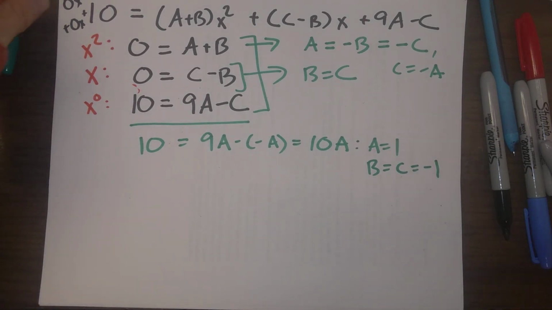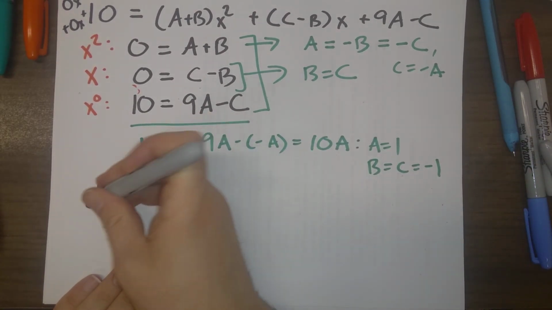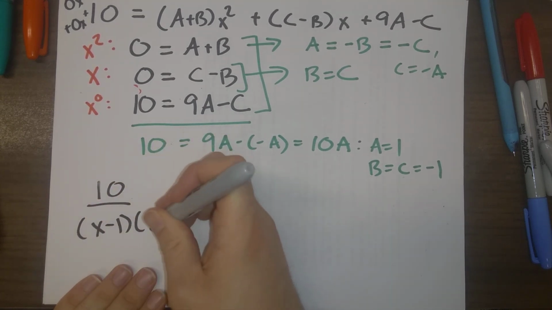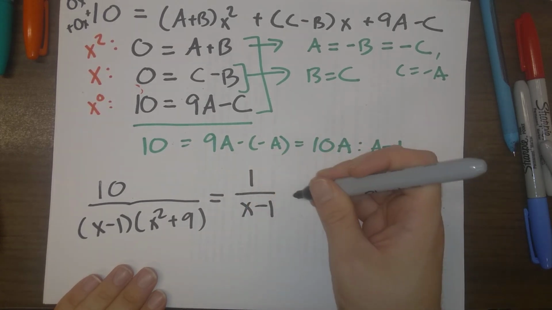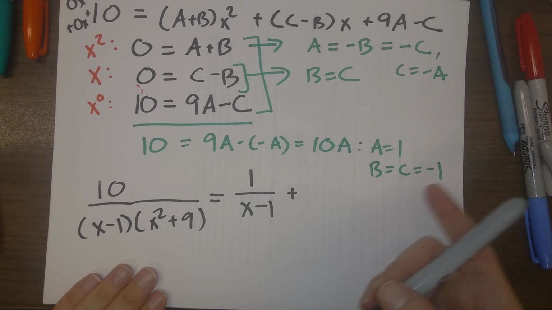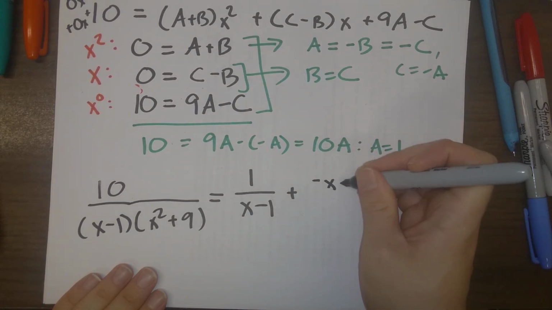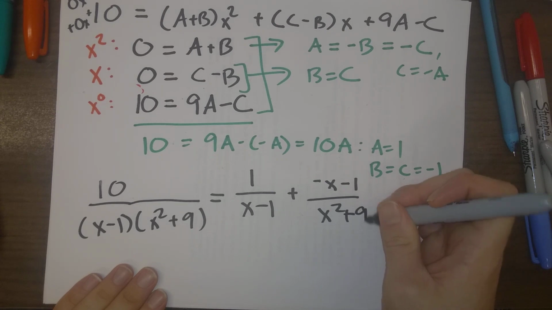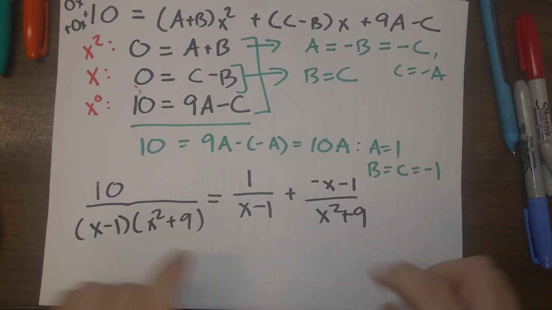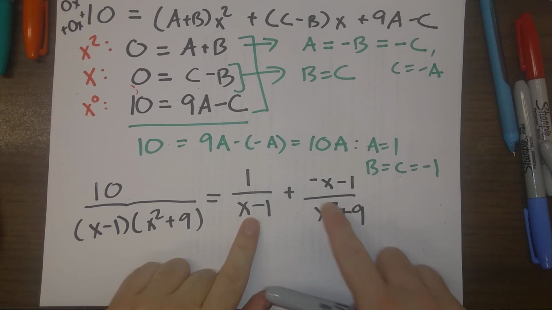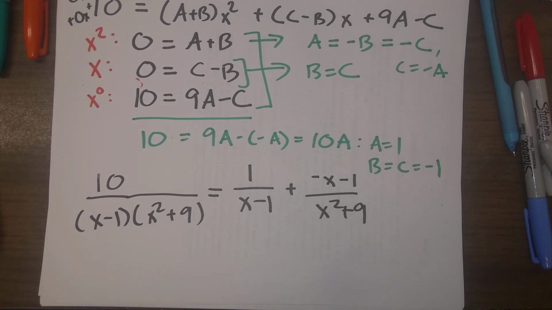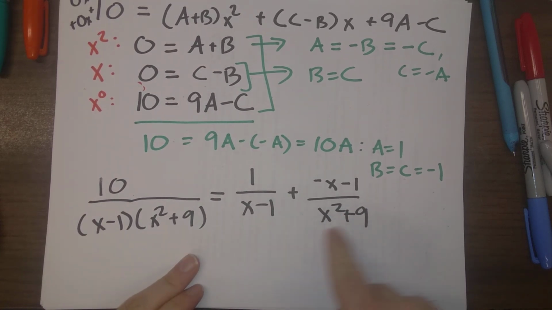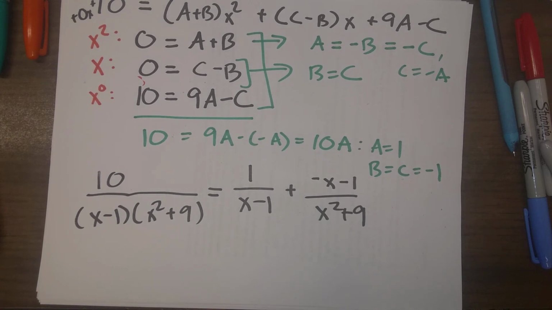So what is our partial fractions decomposition? 10 over x minus 1 times x squared plus 9 is equal to 1 over x minus 1 plus bx plus c, which is minus x minus 1 over x squared plus 9. If you don't believe us, you can always check this by combining these together. We should never make mistakes on partial fractions decompositions because we can always put them over a common denominator, and if we get 10, great. If not, we know something's gone wrong.